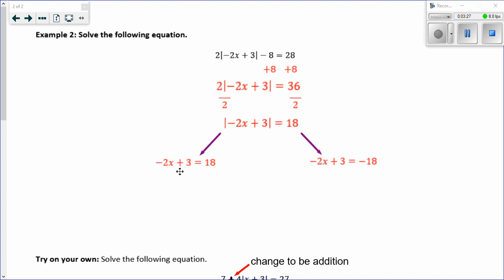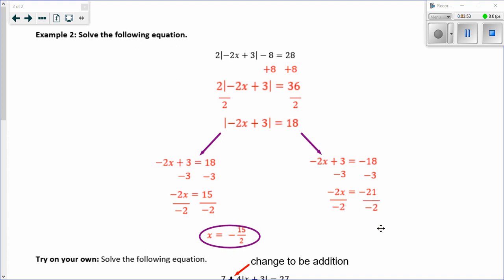So now the third step is to solve each one. Here I'm going to subtract 3 from both sides. So now I have -2x equals 15. Divide both sides by -2. I get x equals -15 over 2. That is one possible solution. Over here, I can get another possible solution because I can subtract 3 from both sides. So I get -2x equals -21. I divide both sides by -2. So on this side, I get x equals 21 over 2. Those are both my solutions because they are both possibilities for x that will work in this situation.